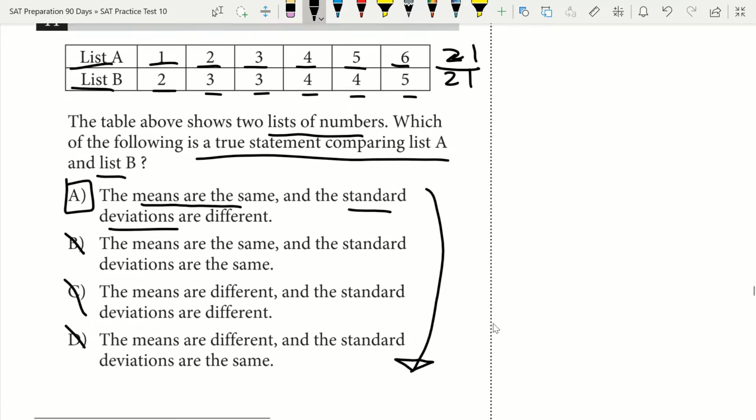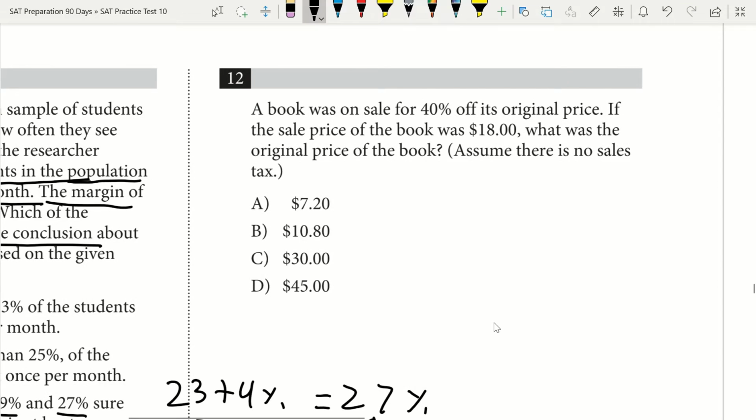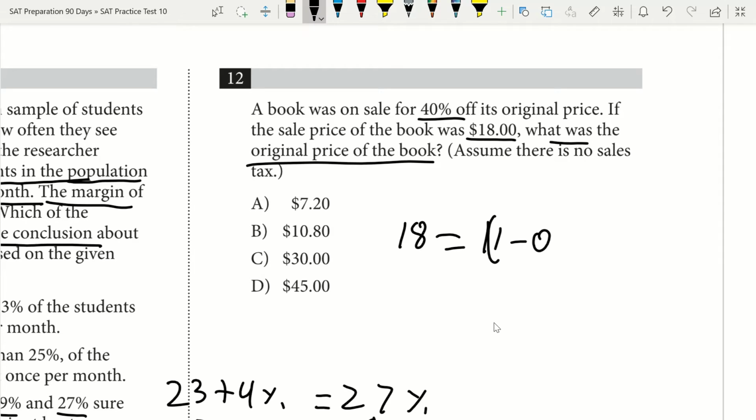All right, let's take a look at question 12. So we have a book that was on sale for 40% off its original price. If the sale book price was $18, what was the original price of the book? So we know our $18 is equal to our 1 minus that 0.4 times our original price of the book, which we will call P for original price. So all we got to do here is divide each side by that 1 minus 0.4, which we know is just going to equal 0.6.